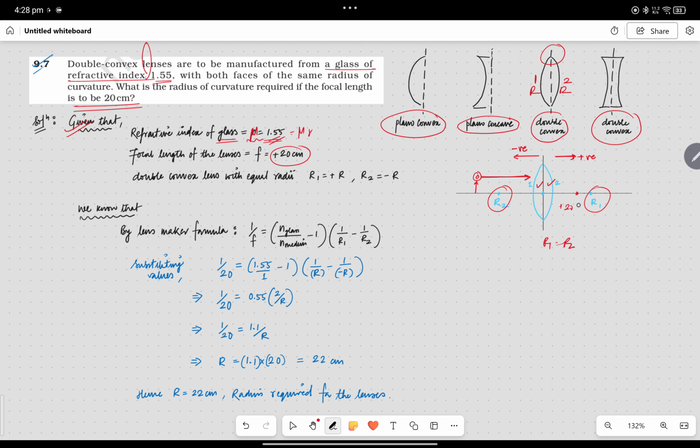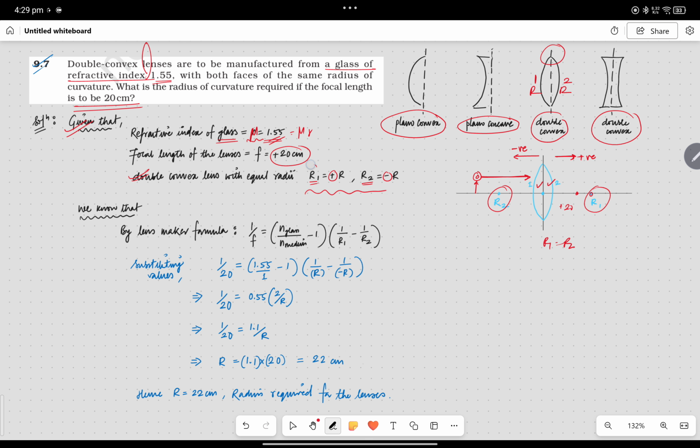Simple. So for the radius, what I have taken is a double convex lens with equal radius, r1 is taken positive and r2 is taken negative. Why so? You have to know this sign convention, otherwise you are going to make mistakes, and after knowing all the concepts you will end up with wrong answers, right? Because of the wrong sign convention. So always keep in mind the sign convention is very important.